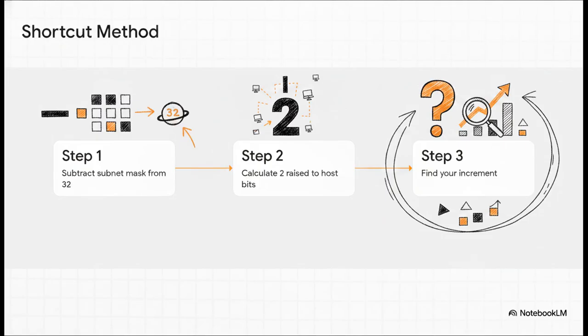All right, so here are the 3 simple steps that completely replace that entire binary translation process we just did. First, subtract your subnet mask number from 32. Second, take that result and calculate 2 raised to that power. And third, the resulting number becomes your magic increment. That's it. Let's actually see it in action.